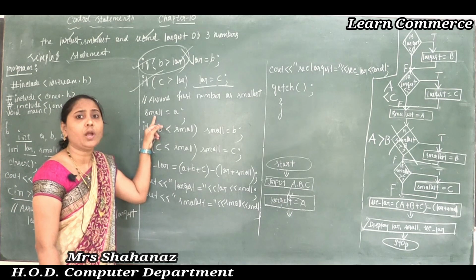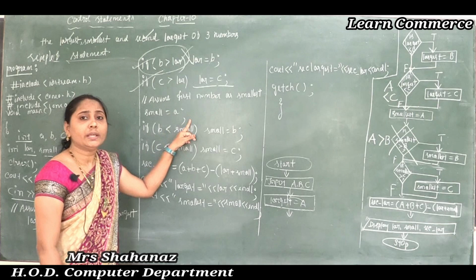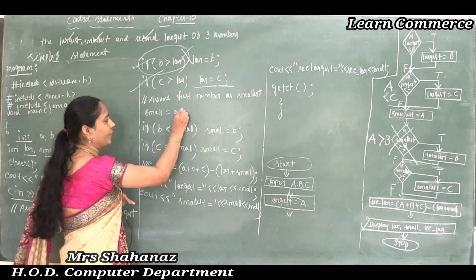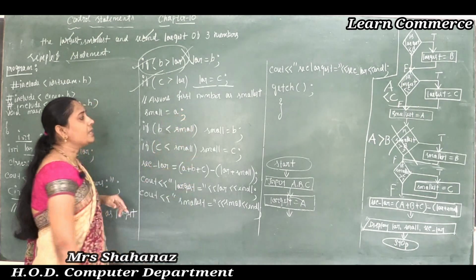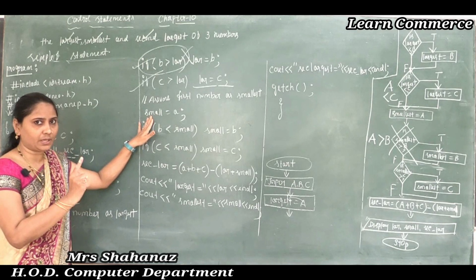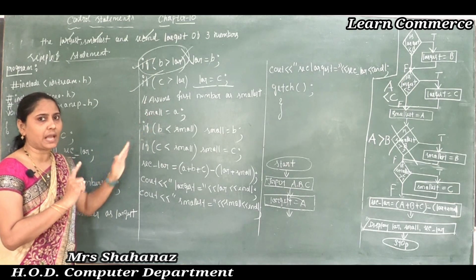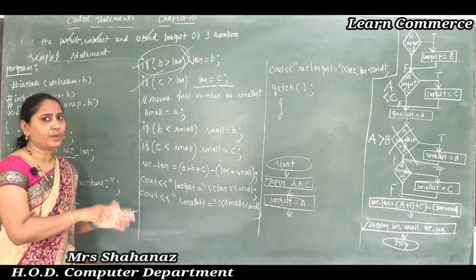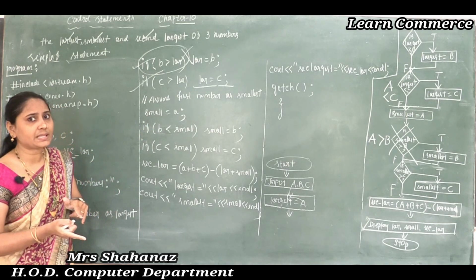Smallest value is equal to a here. The statement is terminated by using the semicolon here. And later, after taking the first number as the smallest, I am comparing such smallest number with the next number, the second number.